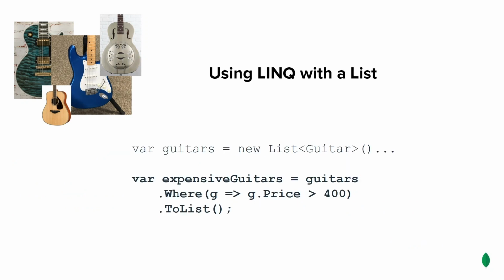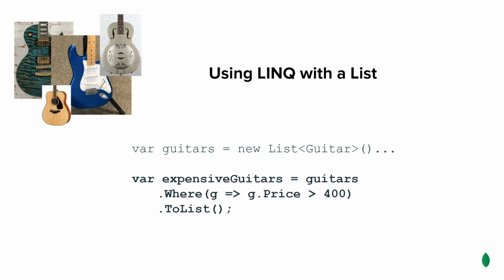Okay, now that we have a mapping class, we can use LINQ. LINQ is the query language within the .NET Framework that allows us to do structured querying against any number of different kinds of data stores. So, of course, the driver implemented it to work with MongoDB. In this case, we have an expensiveGuitars variable we're assigning, which is the guitars collection where the guitar.Price is greater than 400, and we're going to return that as a list. Okay, very straightforward LINQ statement right here.